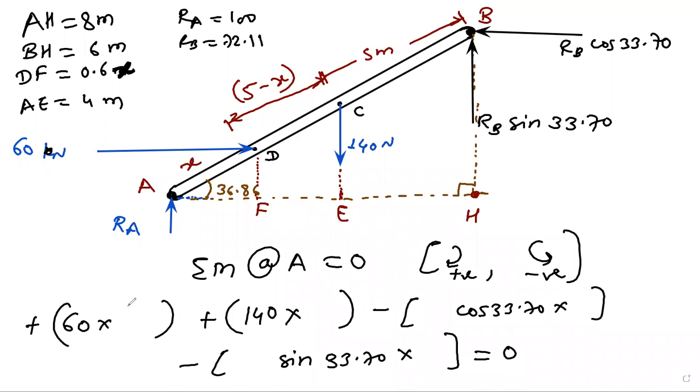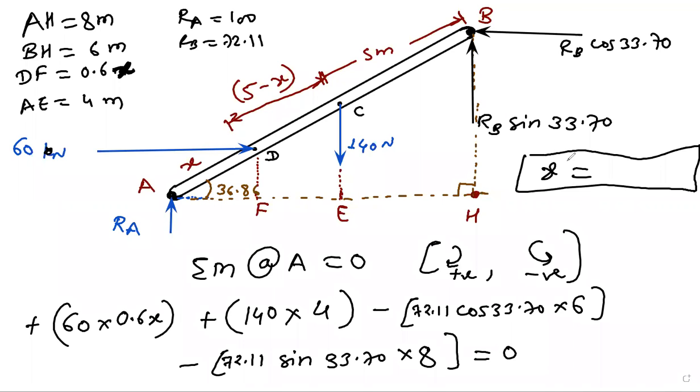So 60 into DF 0.6x, 140 into AE, AE is 4, 72.11 into cos of 33.70 into BH, BH is 6, and it is 8, 72.11. Find out the value of x equal to how much? All are known except the x. Yes, do it fast.